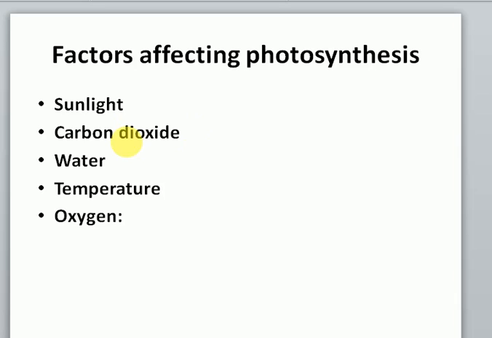Then water. Now the more water we have, the more photosynthesis is meant to take place, because water causes the guard cell to become turgid, and once it becomes turgid, it opens up. Once it opens up, carbon dioxide can easily enter. Alright. Then temperature. It is believed that photosynthesis is best between 22 degrees Celsius and 35 degrees Celsius. Any temperature below 22 degrees Celsius or above 35 degrees Celsius might put photosynthesis to a halt.